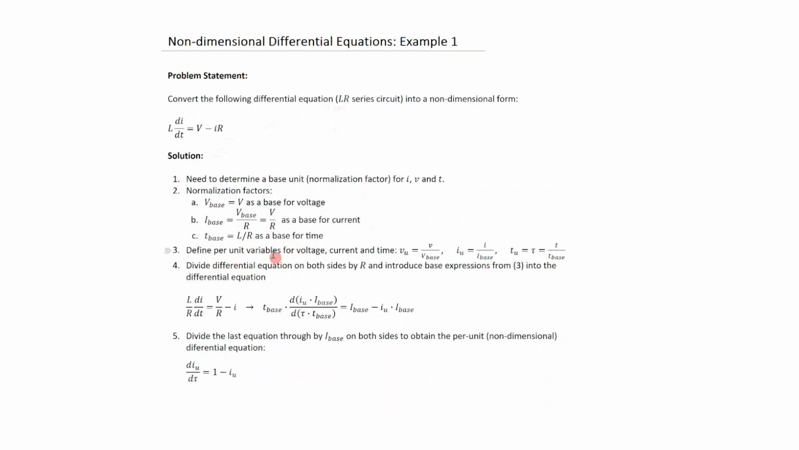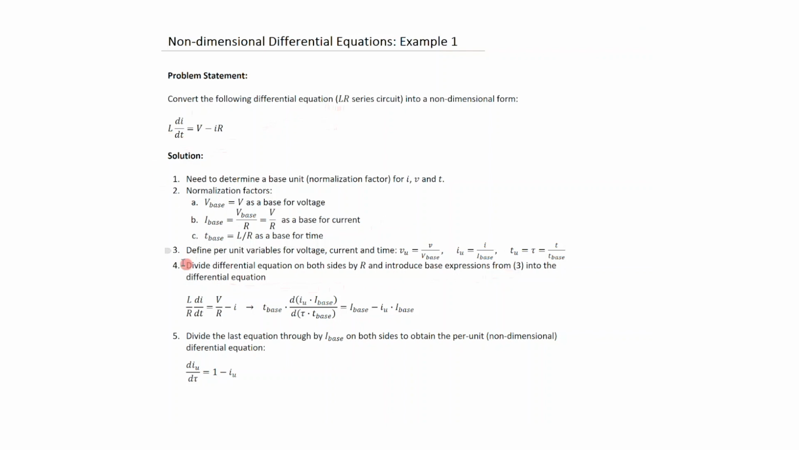And so now we define per unit variables for voltage, current, and time. VU is V divided by V base, IU is I divided by I base, and TU, which we'll call tau, is T over T base. So now what we're going to do is divide the differential equation on both sides by R and introduce base expressions for the variables into the differential equation.